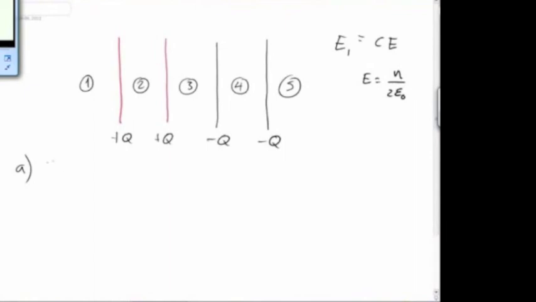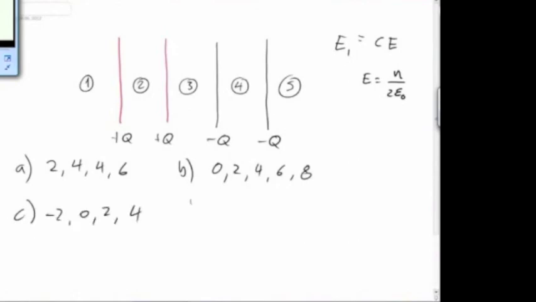So the options are: A says that the electric field in region 1 is positive 2, so that means 2 times eta divided by 2 epsilon 0. In region 2, option A says that the electric field should be 4 times eta divided by 2 epsilon 0, and so on. In option C, we have a minus sign for the first electric field in region 1. That means that you think that in that region the field should point to the left. That's why the minus sign. So those are the options. Think about it, and when you have an answer, go to OutSpace and select your answer there.